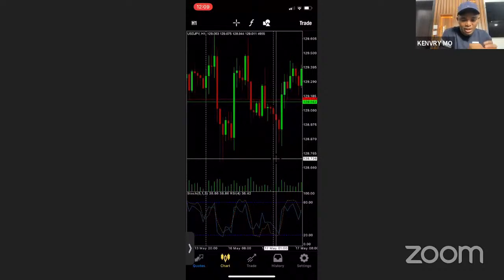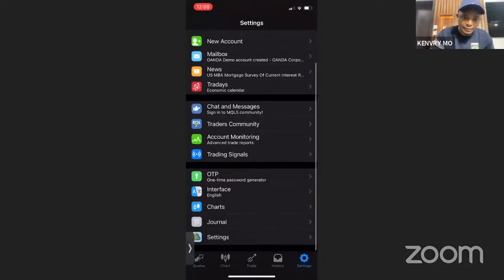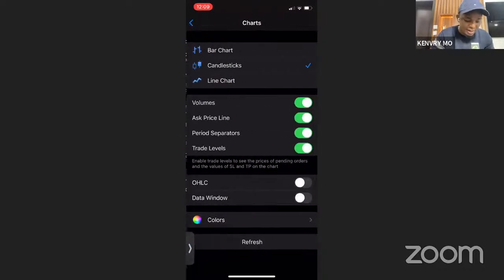If you've opened yours and your chart, most times they come with black and white, right? Sometimes it comes with black and white when you open it. Because I already have a setting in my system, that's why mine is like this. So what you want to do now is go to your settings. Click on settings, then click on charts, then you click on colors.